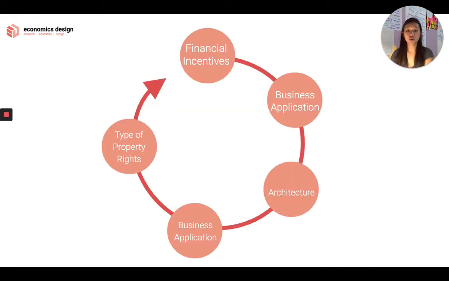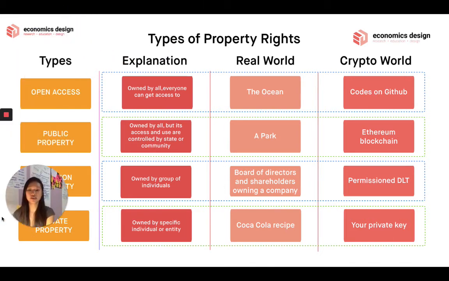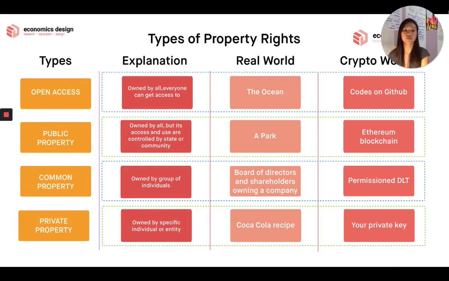And we're going to go into the types of property rights. So lastly, we're going to talk about the types of property rights. I have this nice little table summarized here. Basically it's the types of properties, the explanation of what they are, the real world example, as well as the crypto world example. It gives you a quick overview of what kinds of property rights are available out there, as well as the explanation. So then you understand these are the general classifications of property rights, and you know where your tokens fit into. And this is just a general classification, okay?